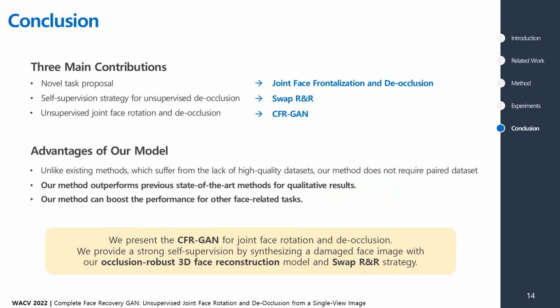In conclusion, we present the CFR-GAN for joint face rotation and de-occlusion, and our occlusion-robust 3D face reconstruction model and swap-RNR strategy let our model achieve that without any paired dataset.